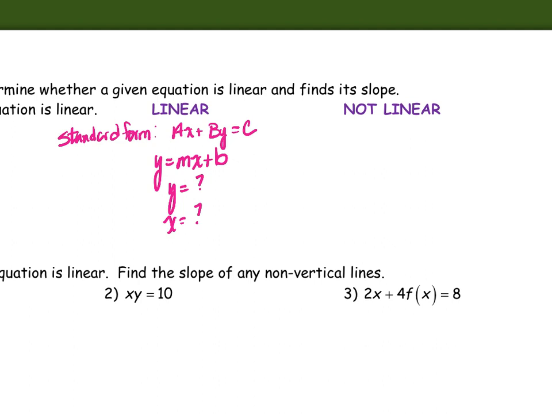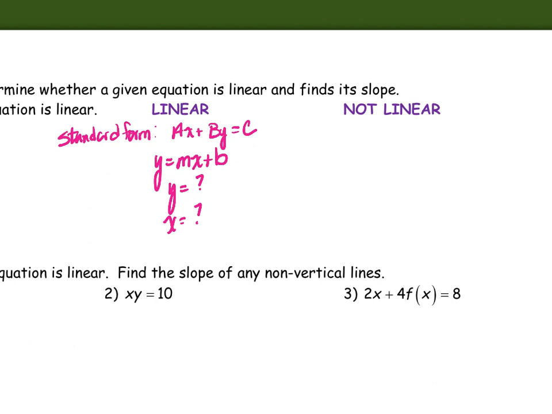We're not doing anything weird to the variable like a square root or what else could we do to it? Stuff you haven't learned yet, like logarithms or anything like that. We're not doing anything weird to it. It's just an x or just a y. So in that case, those are just linear.